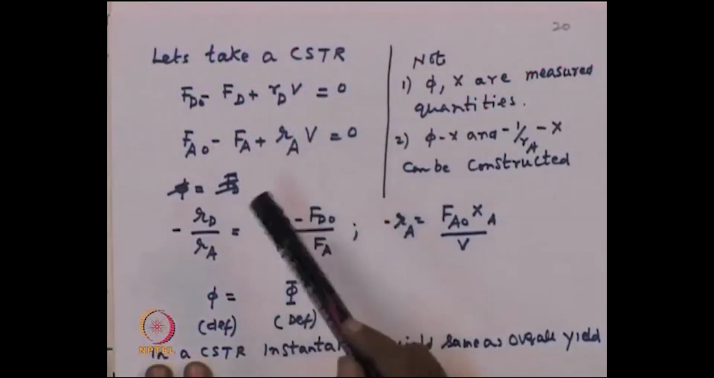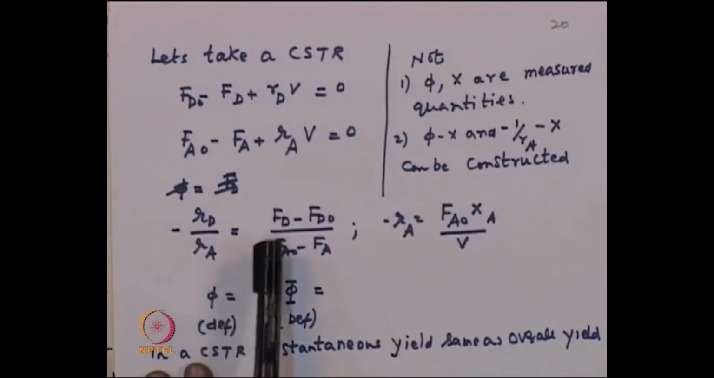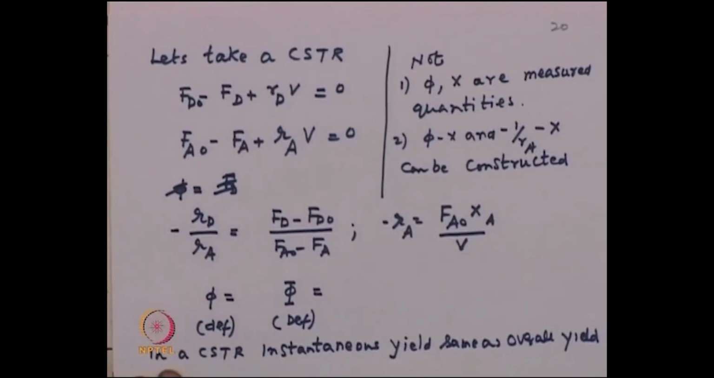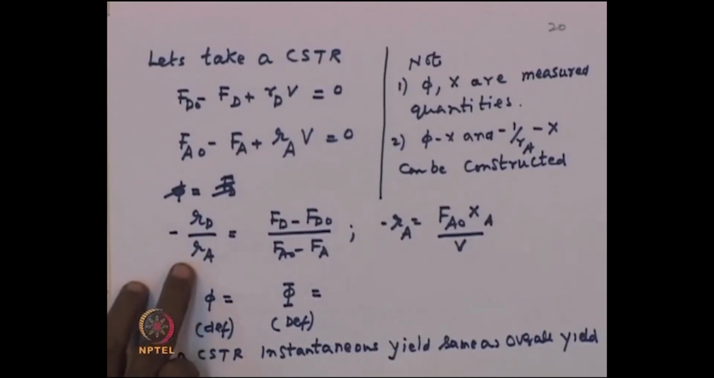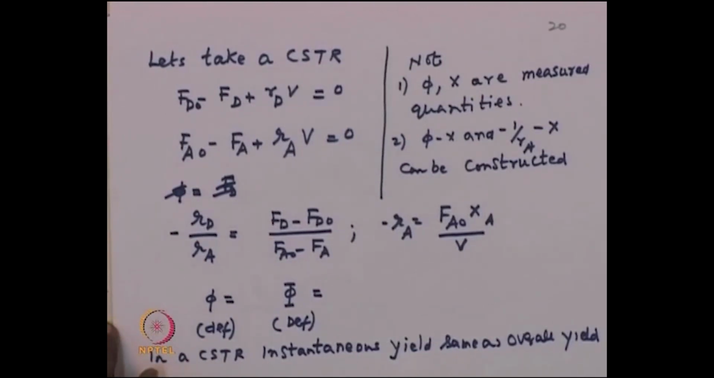Now, we can do the same experiment in a CSTR. So, you have input minus output plus generation equal to 0. We can take these two ratios, Rd by Ra equal to Fd 0. Is this correctly written? Please check. Fd minus Fd 0 equal to minus of Rd, and Fa 0 minus Fa equal to minus of Ra. Is it correctly written? Is it fine with all of us?